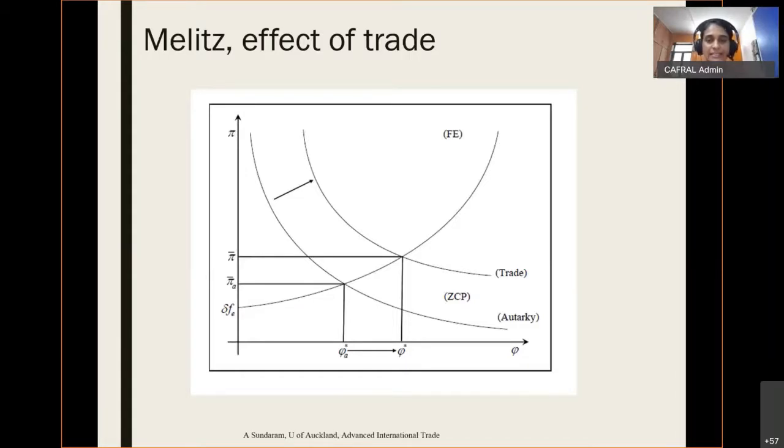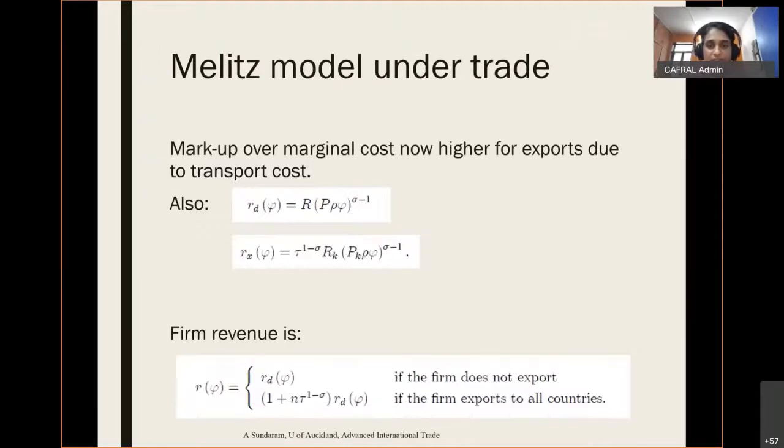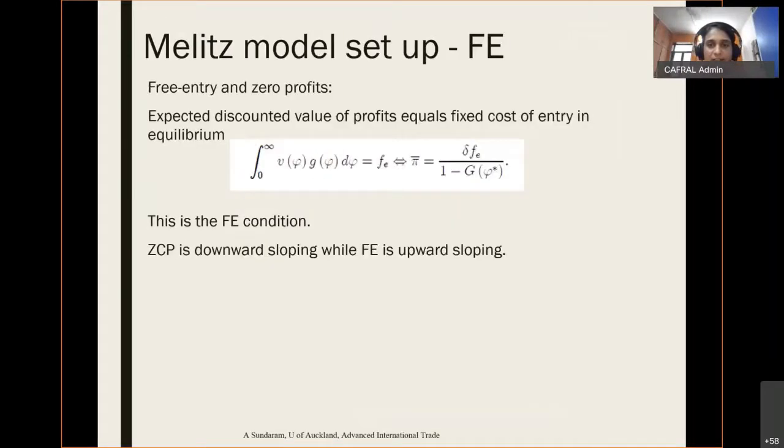And the ZCP and FE conditions, was that the last question? Those conditions more intuitively, as opposed to the math. Okay. So intuitively speaking, let me go back to the FE condition. This is saying that the expected value, what you're expecting, your profits, should be enough to cover the entry cost.